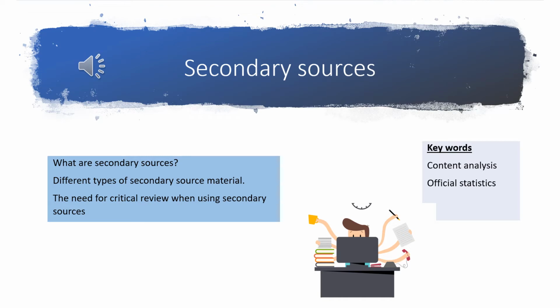Secondary sources. Unlike primary sources, these have been compiled by somebody else somewhere. And these can be all types of material. They can be official statistics, they can be a website, a book, they can be an article. And really what you're looking at is, if someone's using a secondary source, have they done proper content analysis? When you're given a newspaper article to assess and to pick out the details, you are doing content analysis. You are using a secondary source.